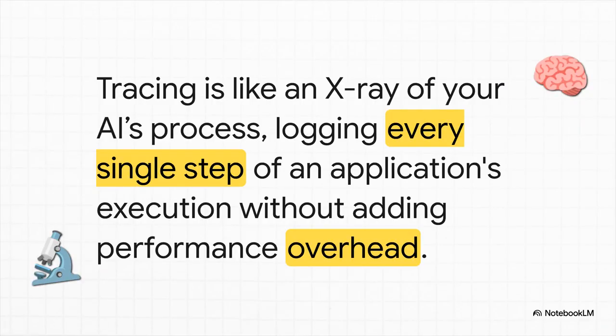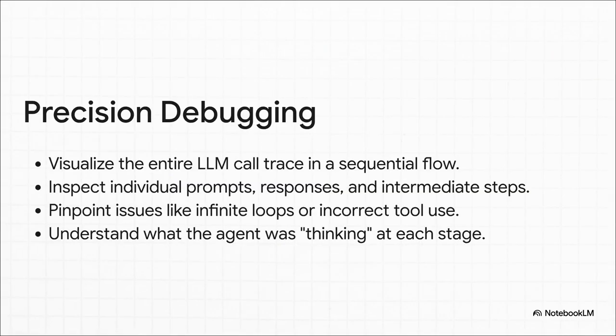All right, let's start with the foundation of everything, tracing. Think of it like getting an X-ray of your AI's brain, its thought process. LangSmith logs every single thing that happens, from the moment you type in a prompt to the final word it spits out. And get this, it does all of this without slowing your app down. And once you have that X-ray, everything changes. You're not just guessing what went wrong anymore, you can actually see it.